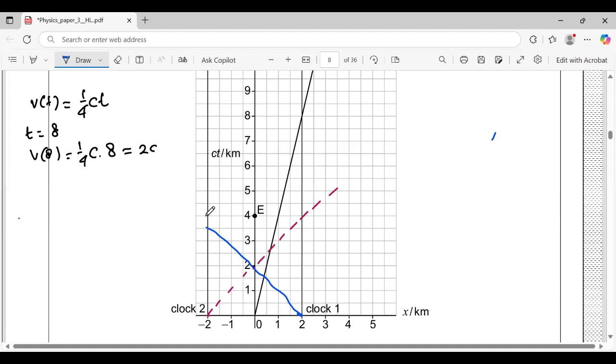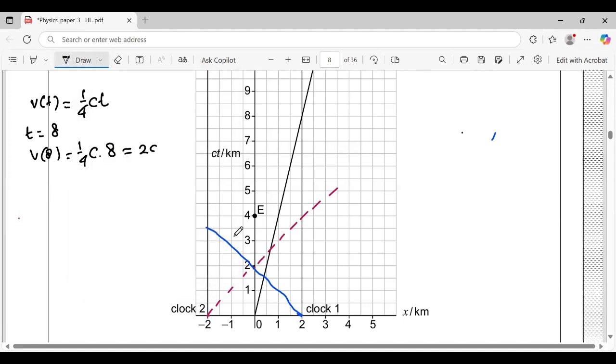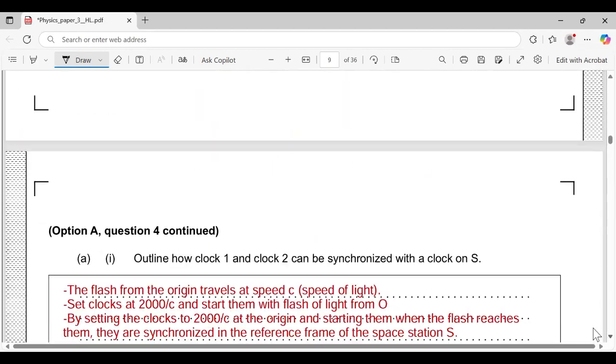Okay, this is the proper time, the proper time on this diagram. Okay, let's continue. Next question.